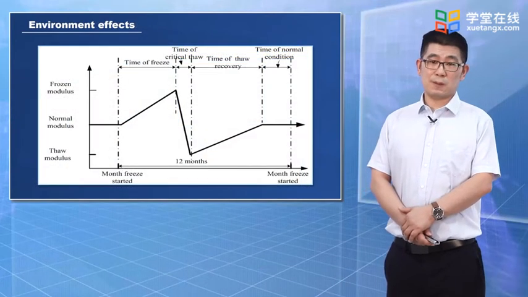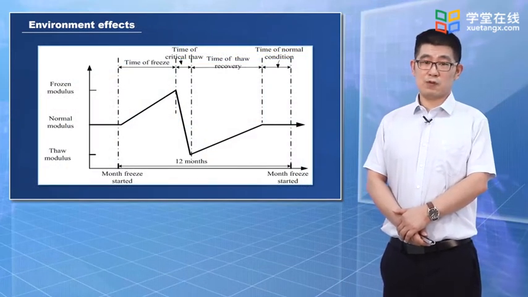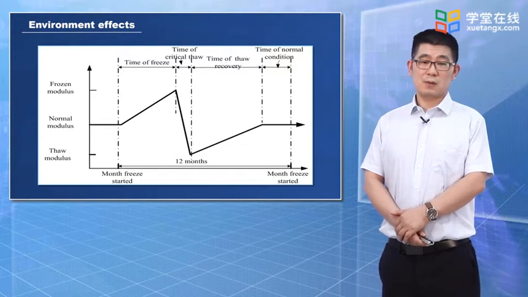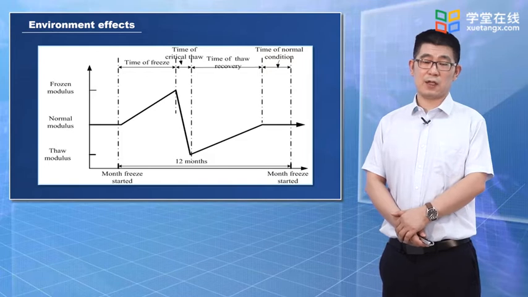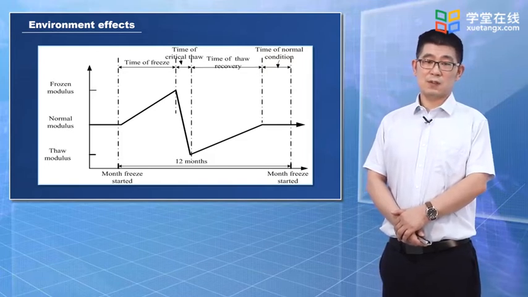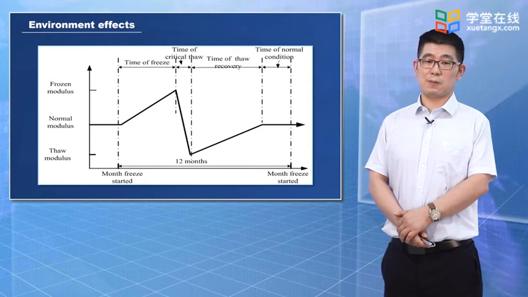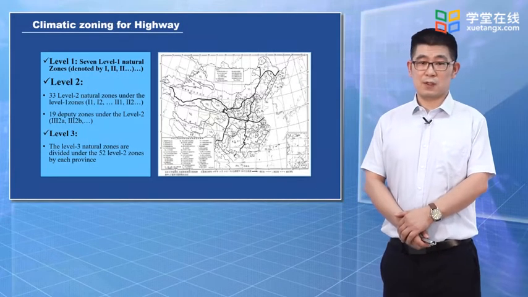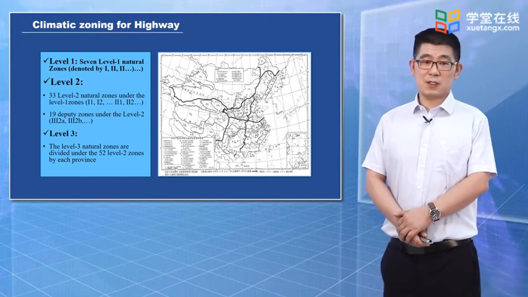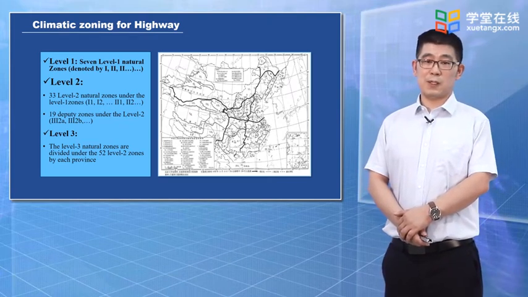Since temperature and water are varied from time to time during a year, the soil stiffness values are varied from time to time, as shown in this figure. During the winter time, the soil subgrade has higher stiffness, while its stiffness decreases during spring and summer. As a result, pavements have cracking during winter and rutting during spring and summer. Obviously, environmental conditions are closely related to subgrade and pavement performance.